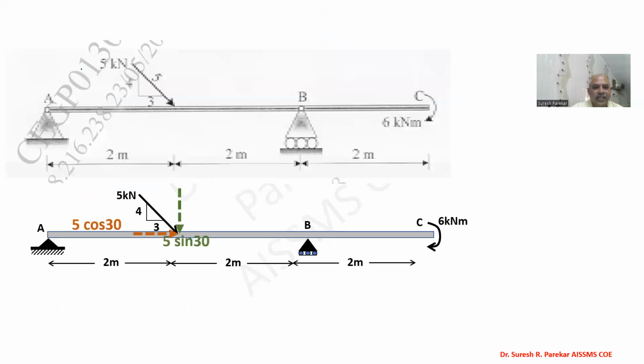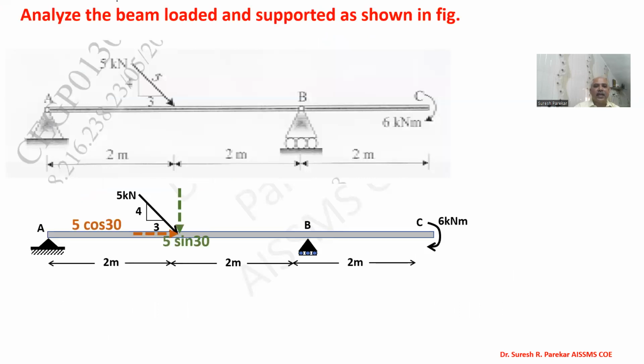Then this was actually asked in one examination, that is, analyze the beam loaded and supported as shown in the figure. Now here you have to go first to the components of this 5 kilonewton. Now you can see we have, let us say, this angle theta. Then what we will get? We will have sin theta equal to 4 by 5. I will show you both ways, without considering the value of the angle and with considering the value of the angle. And cos theta will be 3 by 5.